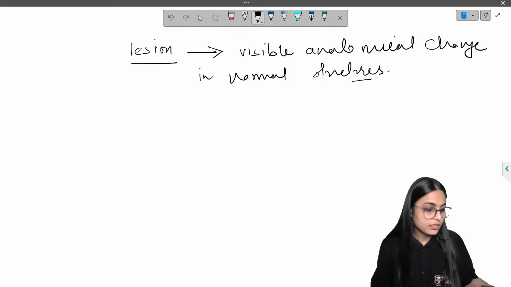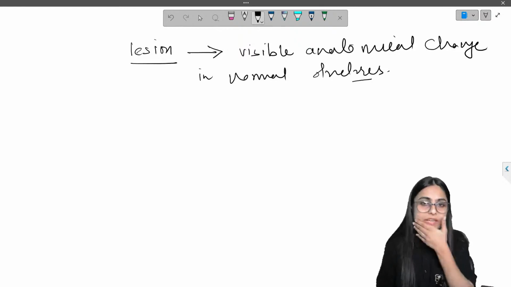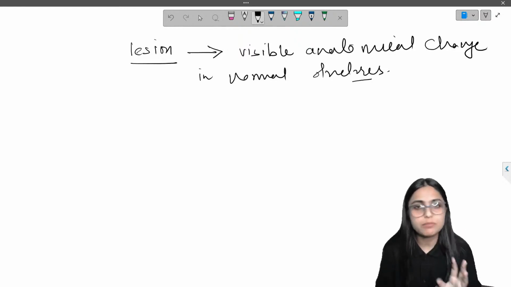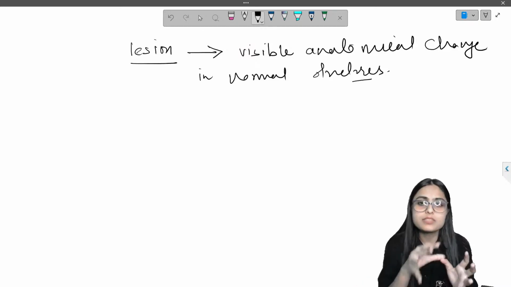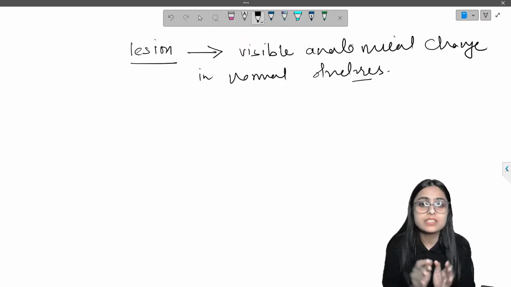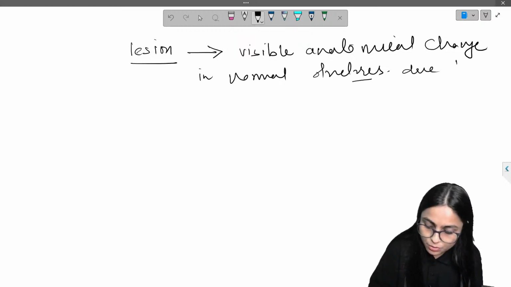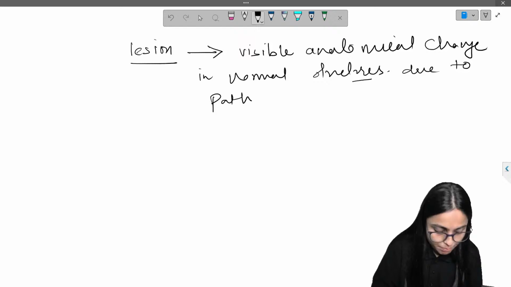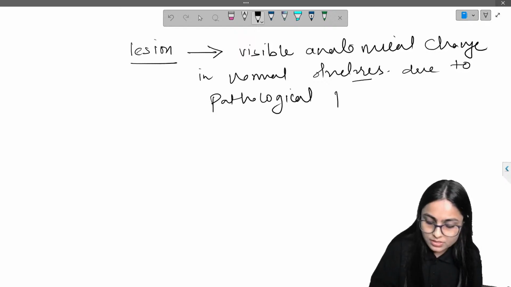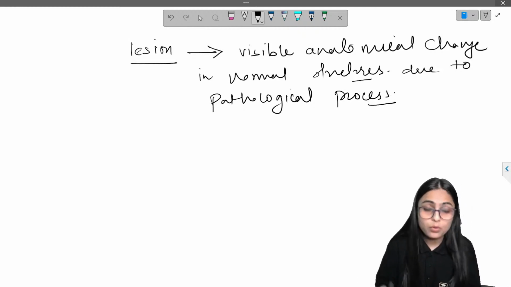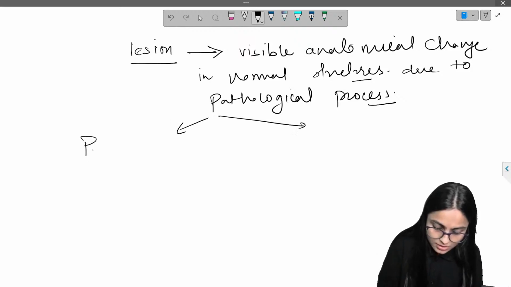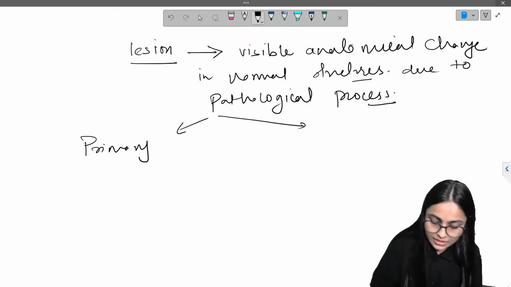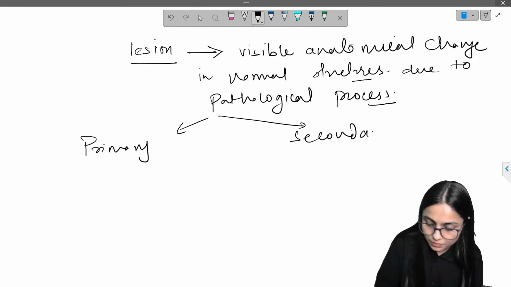Yes. All right. So, lesion. What is a lesion? Basically, any type of lesion, whether it is vesicular bullous or ulcerative, is just a visible anatomical change that happens in the normal structures due to any pathological process. Now we have two types of lesions that we are going to study. First is a primary lesion, second is a secondary lesion.